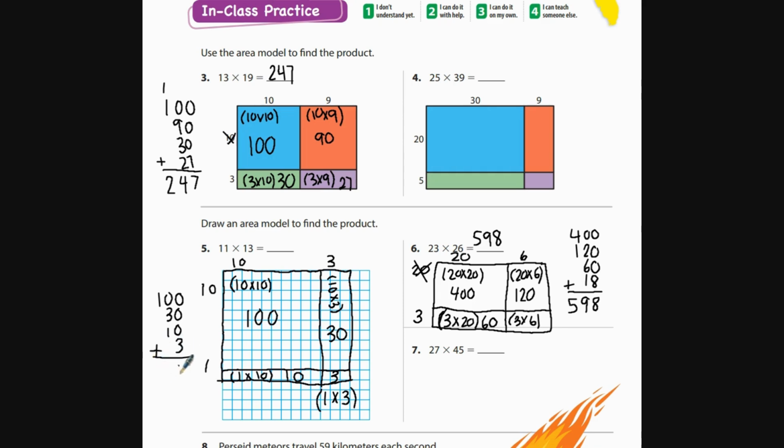And if I add it all together, I get 3. 3 plus 1 is 4. Bring down that 1. So what is my last and final answer? You got it. 143. That is it, boys and girls.